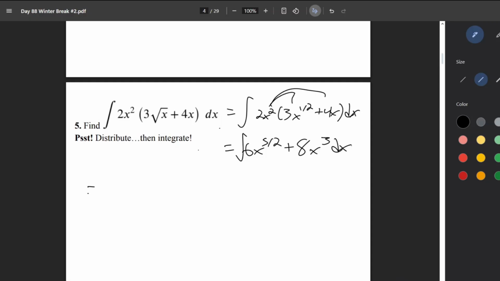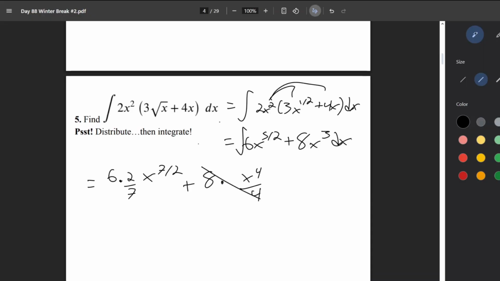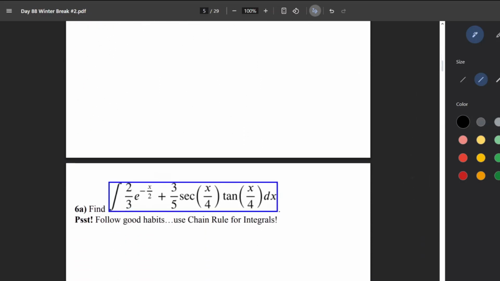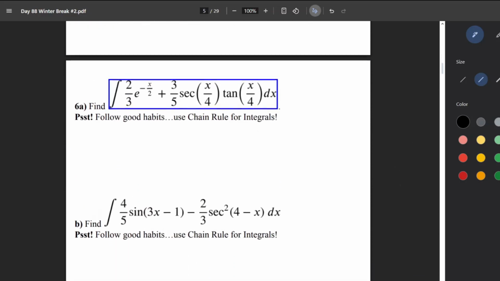So this would be 6 times x to the 7 over 2, since we add 5 over 2 plus 1, times 2 over 7, multiplied by the reciprocal. And plus 8 times x to the 4th over 4. These cancel, so this would be 12 over 7 x to the 7 over 2, plus 2x to the 4th plus c. Okay, 5 pages out of 29, not bad.